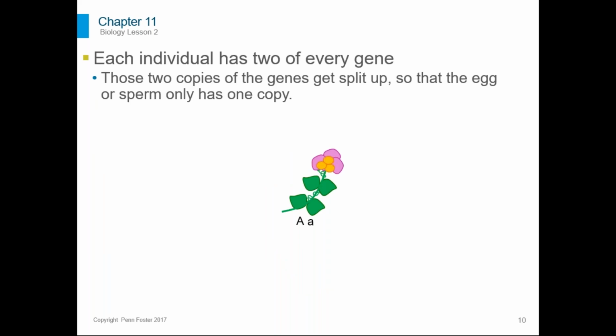An important concept for understanding inheritance is the segregation of alleles. Every individual has two of every gene, one from each parent. But when that individual reproduces, it goes to make reproductive cells, and those two copies of the gene split up so that the egg or sperm only has one copy. So most cells in the body of the plant or the animal or the person have two copies of the genes, but when it makes eggs or sperm, they're split up, so each of those cells only has one copy. This splitting up of the two alleles is called segregation.